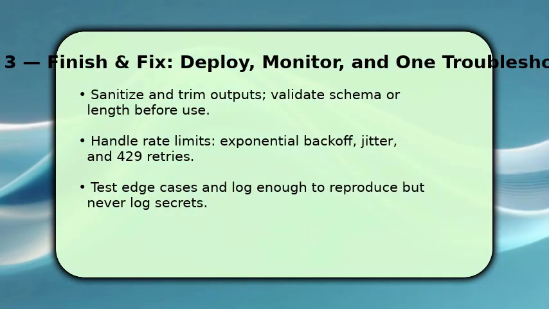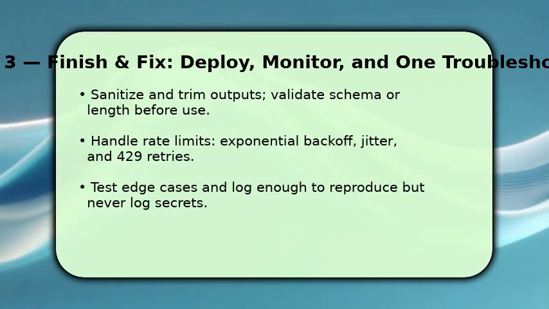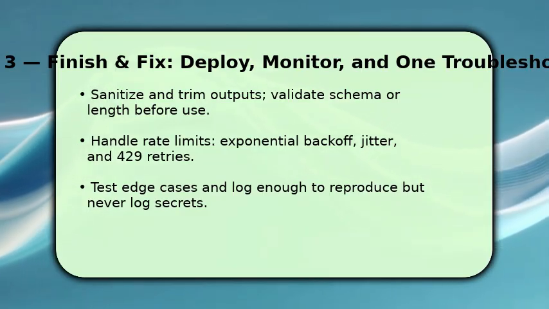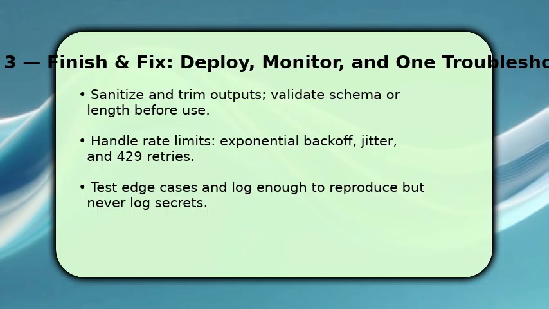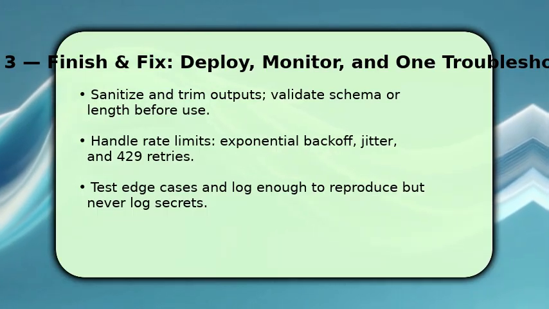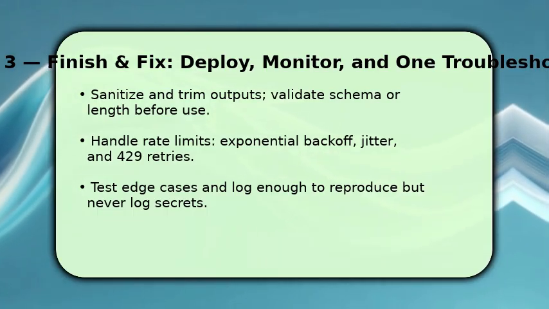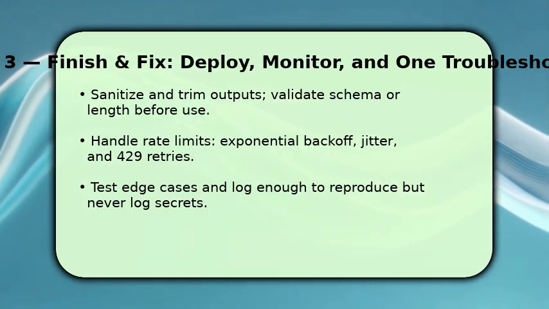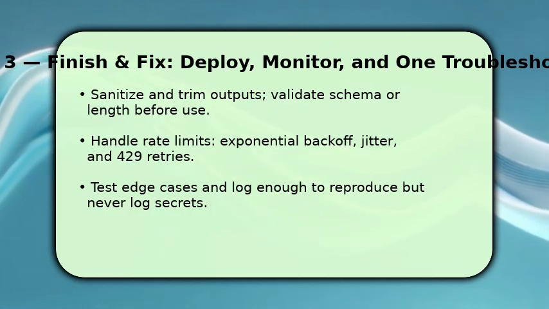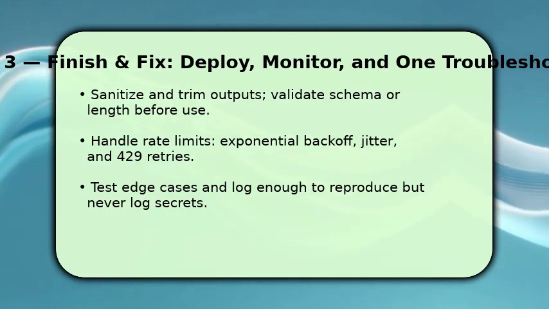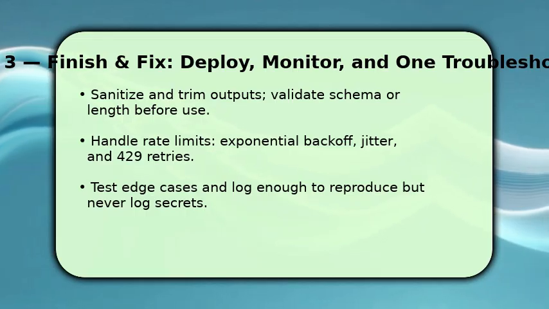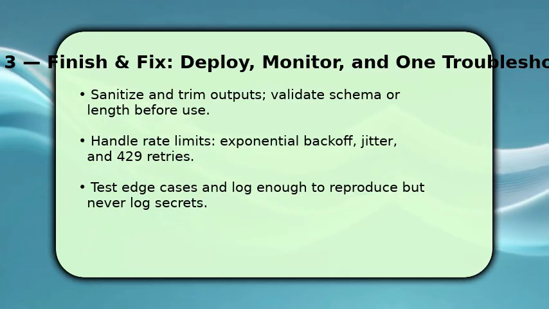You finalize by cleaning model outputs, trim whitespace, validate structure, and enforce length limits so downstream code remains robust. If you hit rate limits or 429 errors, implement exponential backoff with jitter and capped retries to recover gracefully. This prevents cascading failures.